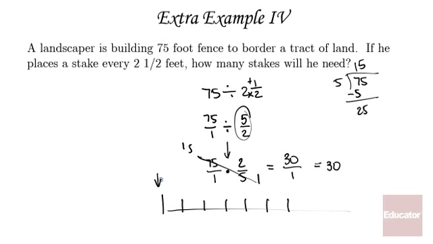So instead of 30 stakes, which is what the math tells us, we need to think in the real-life application the fence has to start out with a stake as well. So it would use 31 stakes.